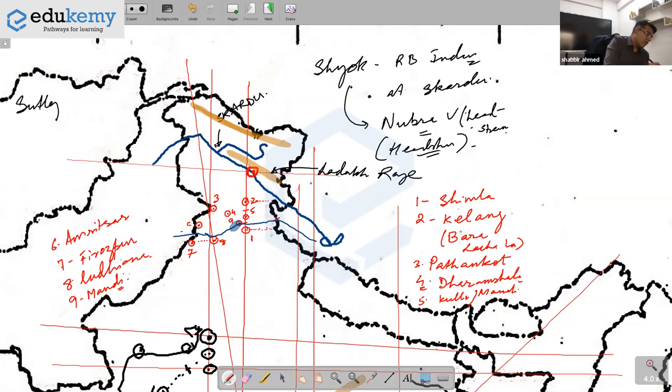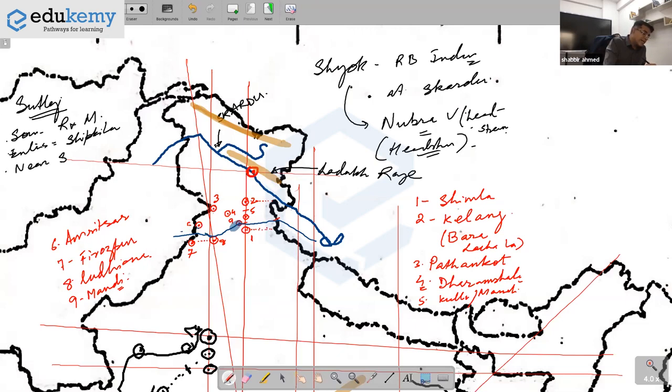Remarking Satluj. What do you remember? You remember the source is Rakas and Mansarovar Lake. It enters India where? Shipkila.